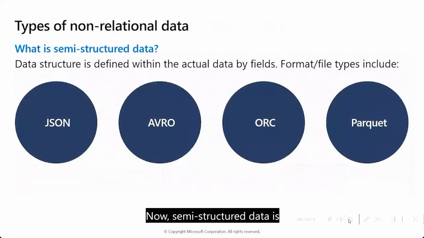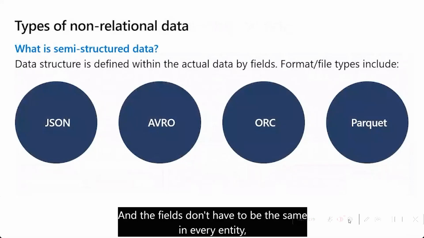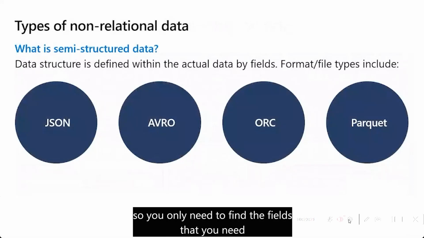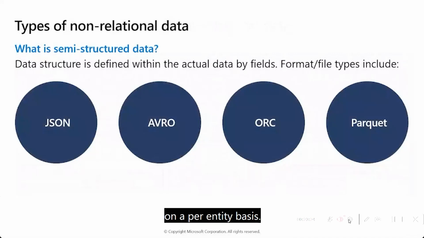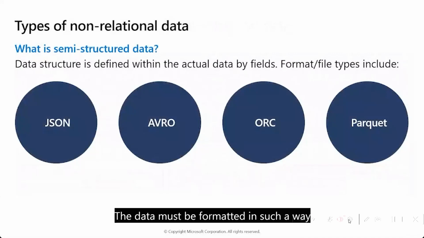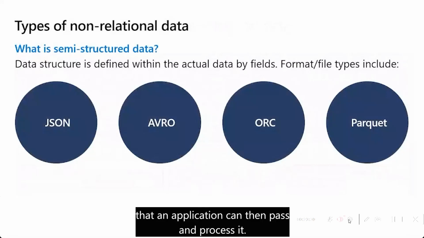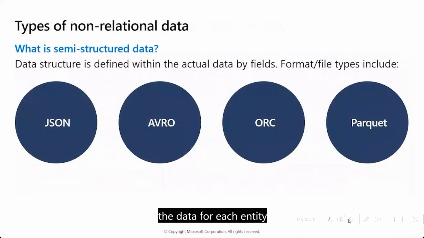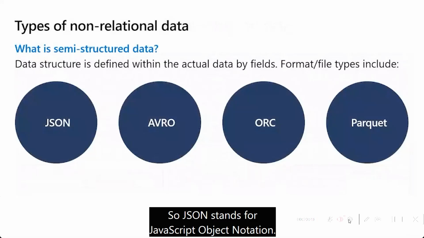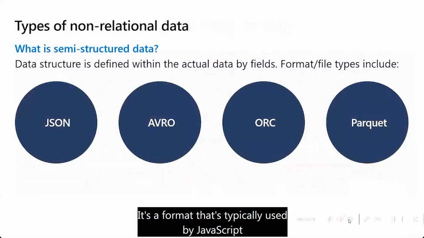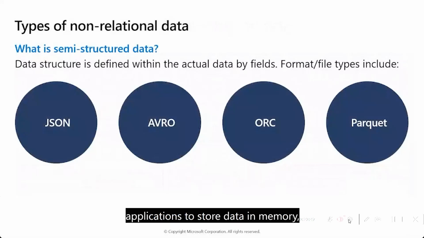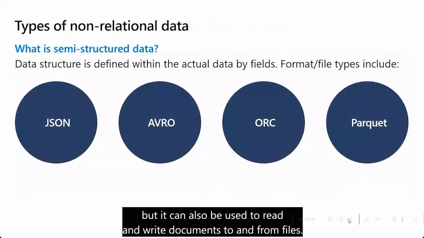Now, semi-structured data is data that contains fields. And the fields don't have to be the same in every entity. So you only define the fields that you need on a per entity basis. The data must be formatted in such a way that an application can then parse and process it. And one of the more common ways of doing so, to store the data for each entity and fetch it, is using JSON. So JSON stands for JavaScript Object Notation. It's a format that's typically used by JavaScript applications to store data in memory, but it can also be used to read and write documents to and from files.